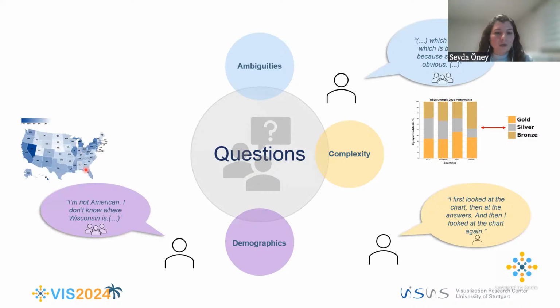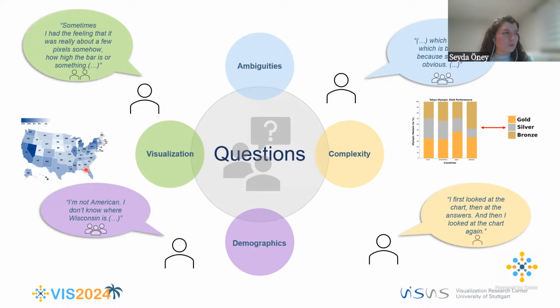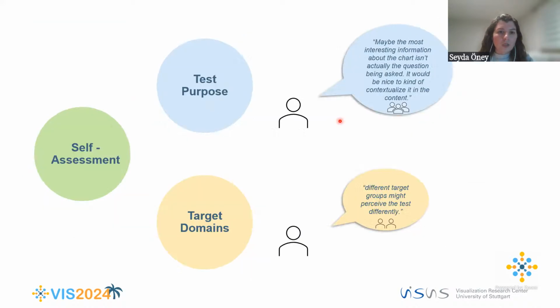And last, reading the values within a visualization was also difficult. Several attributes had very similar values, like here, and they had to find out the smallest value for gold. You can find further important aspects in our paper, like the test purpose, the target domains, and the self-assessment.